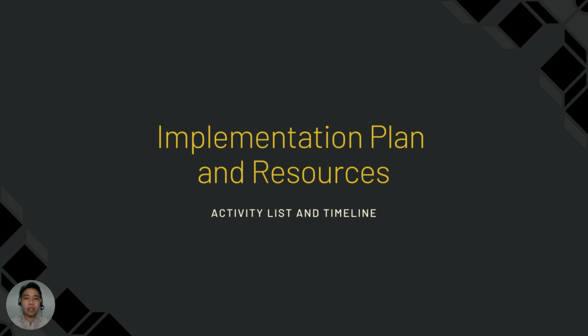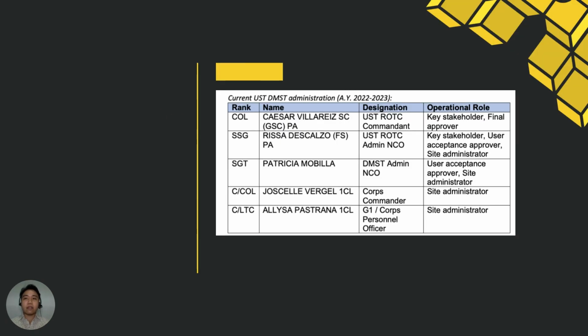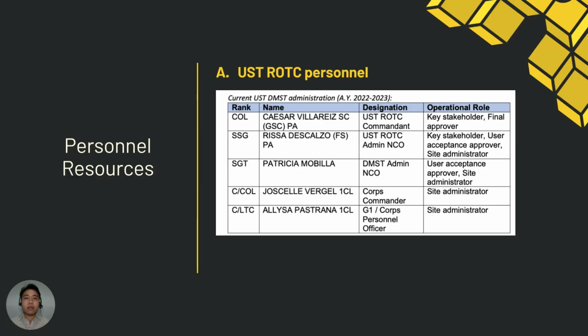So for the implementation plan and resources, the succeeding slides will discuss the list of activities and the timeline or the Gantt chart. So we have this UST ROTC personnel. These are basically the key stakeholders and site administrators currently for school year 2022 to 2023.